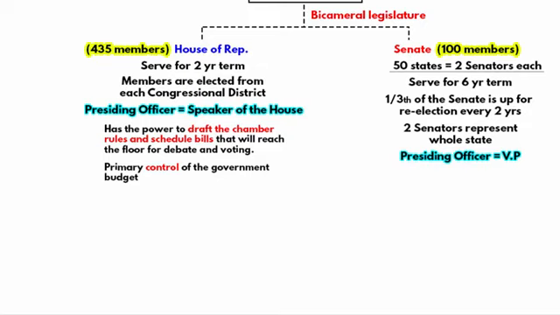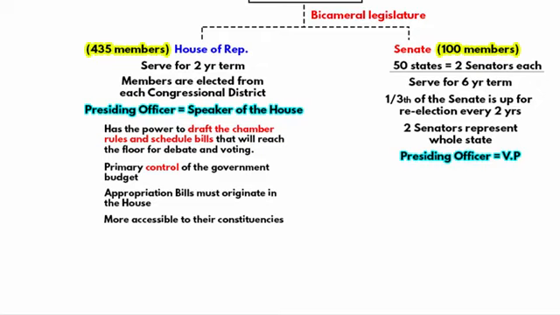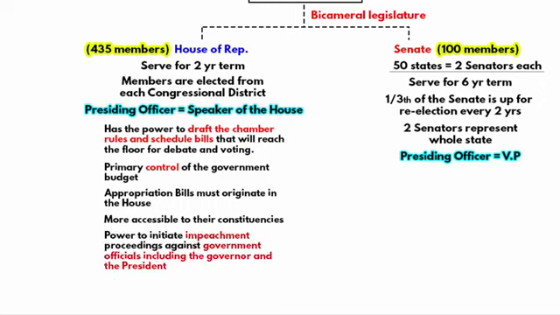They also have primary control of the government budget. All appropriation bills, which are laws that authorize payment of money, must originate in the House. The House also has more members than the Senate. That means the individual members are more accessible to their constituents. The House also has the power to initiate impeachment proceedings against government officials, including the governor and the president.